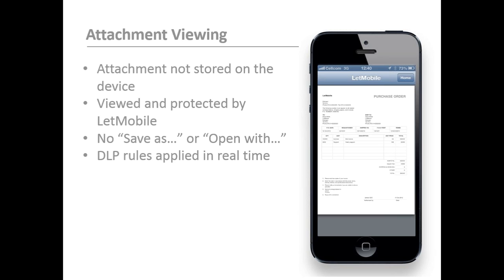The same idea goes for attachments. In the context of DLP, protecting the data from leakage, attachments are crucial. Attachments usually hold the most critical information to the organization. With Let Mobile, again, the attachments are not saved on the device. So even if you break into the device, there's nothing to steal. The attachments are viewed from a Let Mobile secure viewer, which is only used for viewing attachments, and it also provides you control over the attachment. So you can prevent saving, you can prevent sending it to Dropbox, iTunes, iCloud, and the other solutions that are out there. So the attachment is fully contained and controlled.